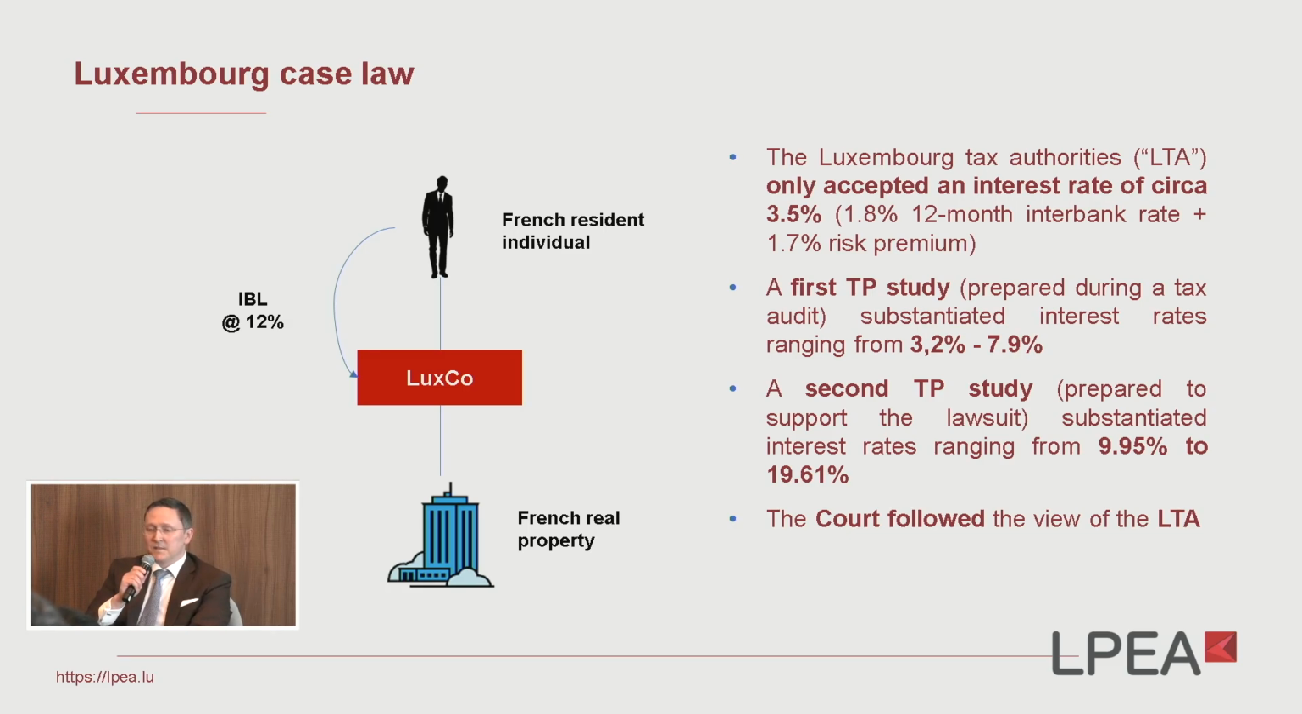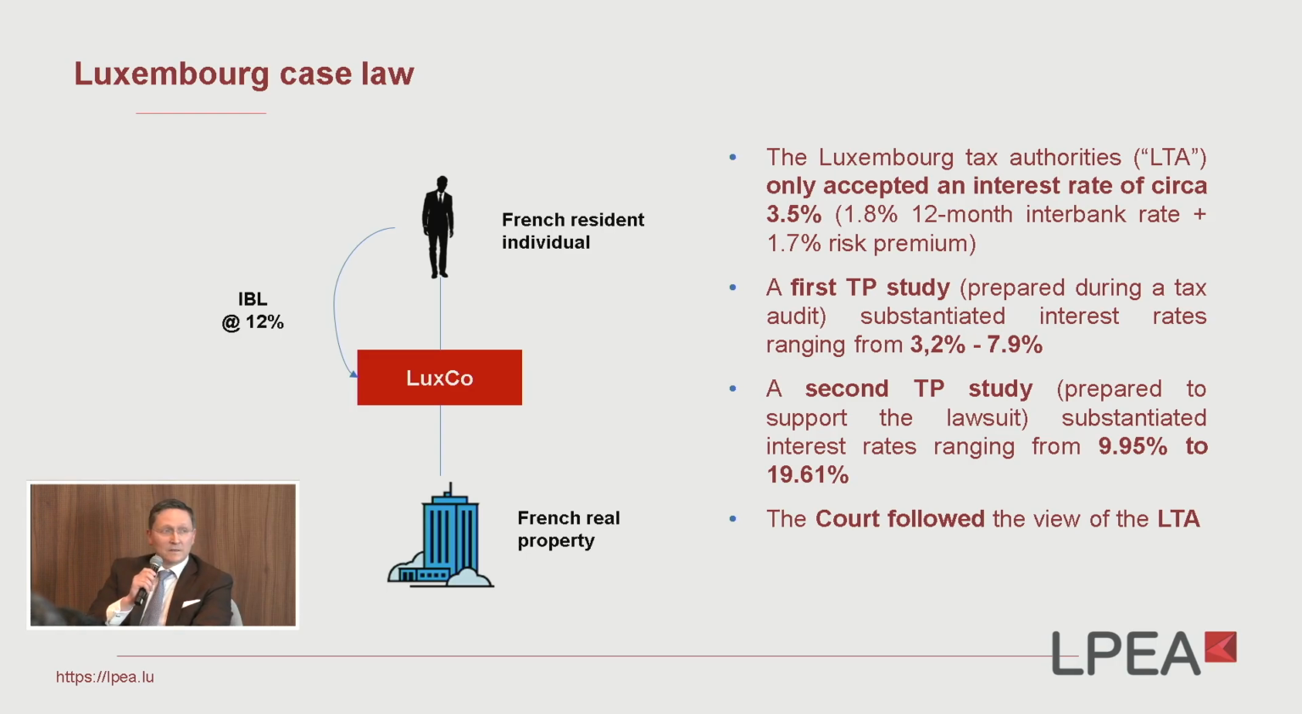Then, after receiving the challenge, the taxpayer produced a first TP study where they reached a conclusion that the arm's length interest rate should be somewhere between 3.2 and 7.9%. It's nice to do the TP study, but you see, if the interest rate chosen is 12%, even according to their own analysis, the interest rate was too high by at least 4%.